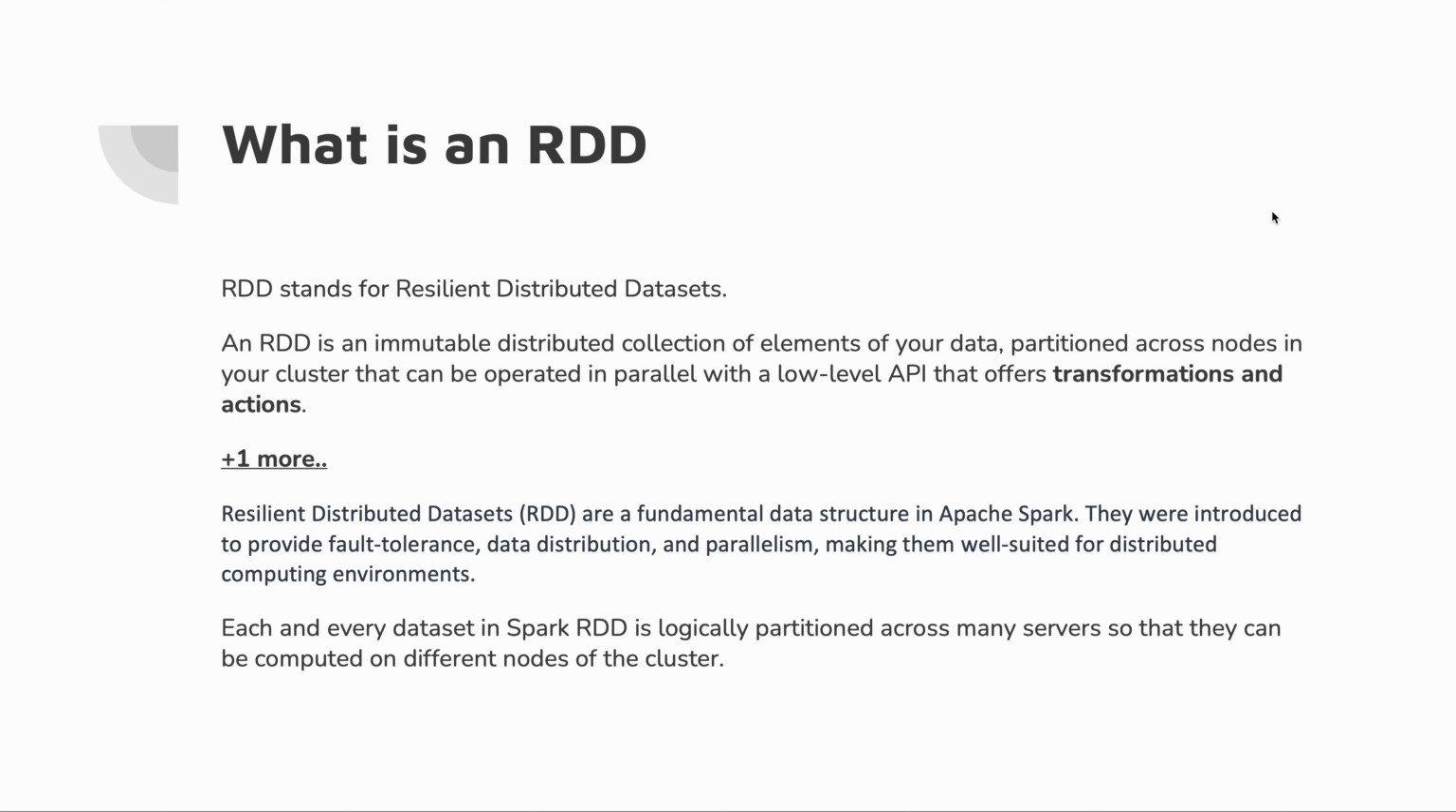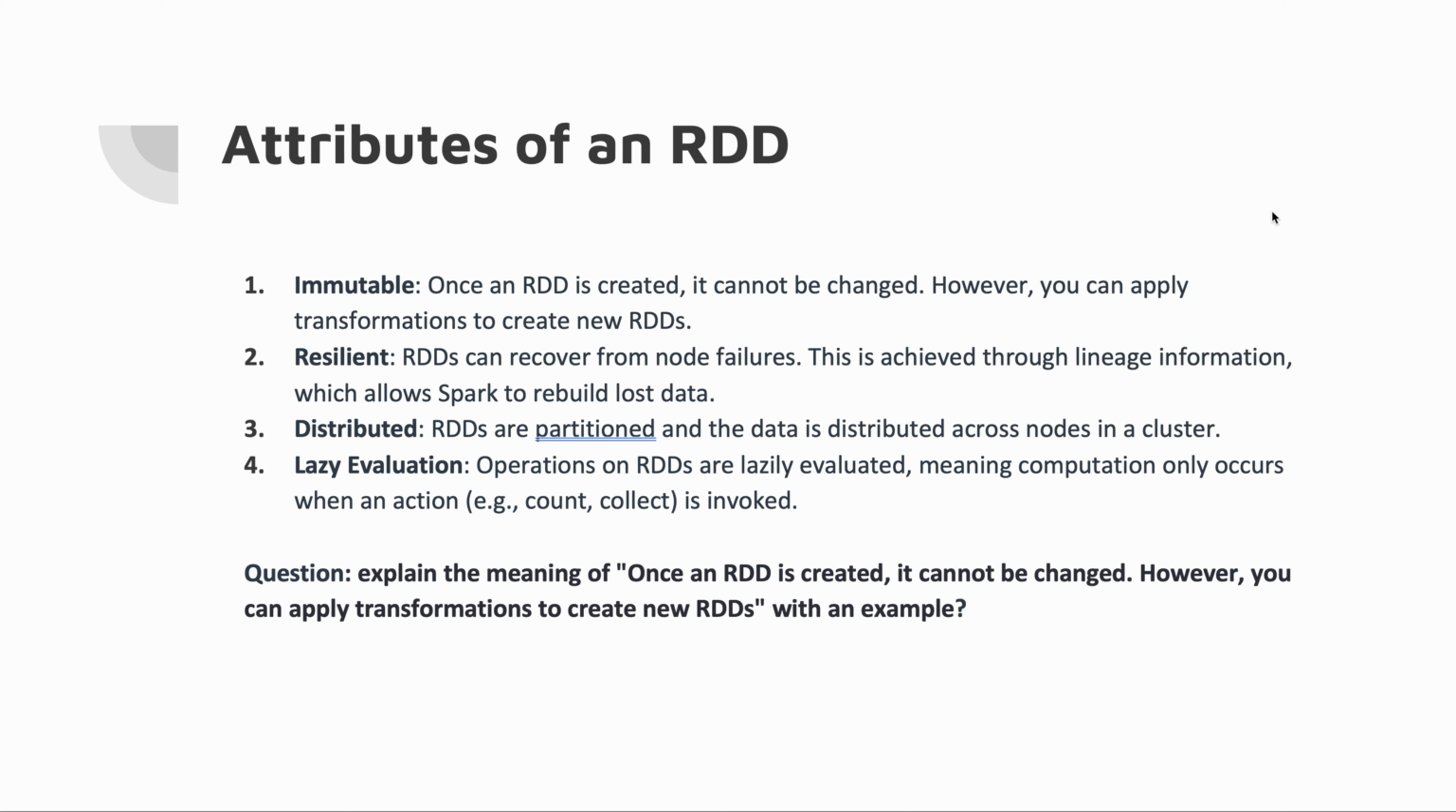And RDDs are immutable, meaning once an RDD is created, it cannot be changed. However, you can apply transformations to create new RDDs. In order to explain this statement, I have a clear example here. And if you want to understand more about the attributes of an RDD, you can read these points here. You can pause the video and take a look at them. Now, let's try to understand the meaning of once an RDD is created, it cannot be changed. However, you can apply transformations to create new RDDs.